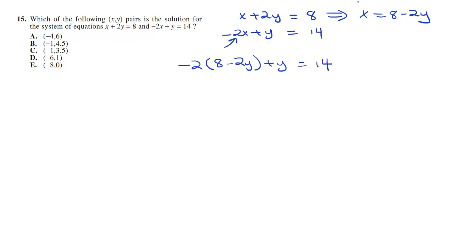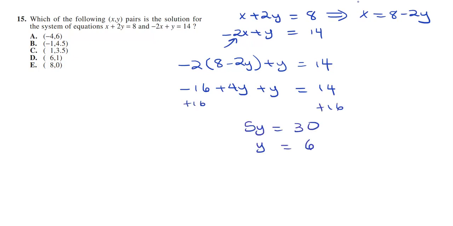So let's go ahead and simplify this. Negative 16 plus 4y plus y equal to 14. Now we're going to move 16 over to the other side. So 5y is going to be equal to 30, and y equals 6.